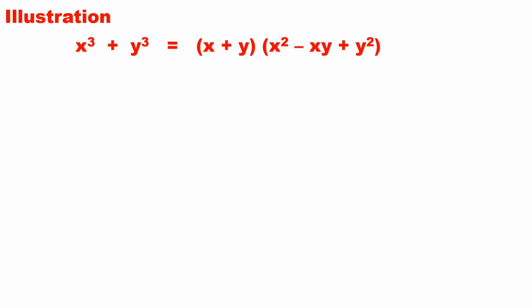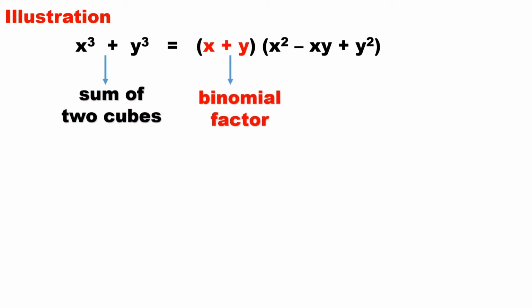To illustrate our topic, x cubed plus y cubed equals quantity x plus y, quantity x squared minus xy plus y squared. Please be guided on this. On the sum of two cubes, the first factor is addition, and the second factor has minus on each second term. X cubed plus y cubed is the sum of two cubes, x plus y is the binomial factor, x squared minus xy plus y squared is the trinomial factor.